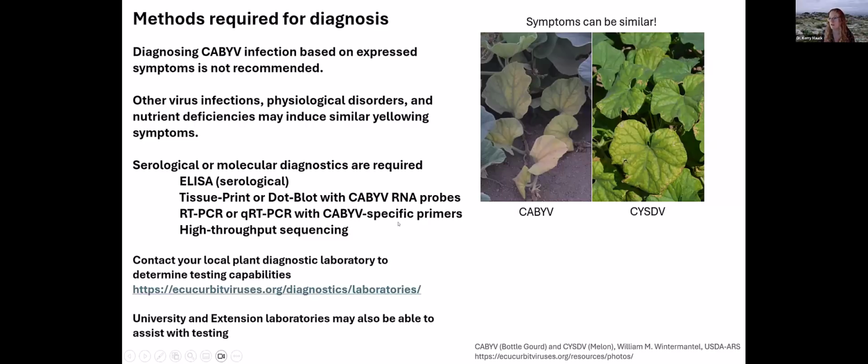But we don't have access to these typically as growers or PCAs, and even a lot of researchers don't have this capability in their labs. So it's important that you look up your local plant diagnostic laboratory and inquire with them about testing capabilities. You also should seek out some advice from your extension agent, because they might be able to point you to a laboratory that could provide this service for you.